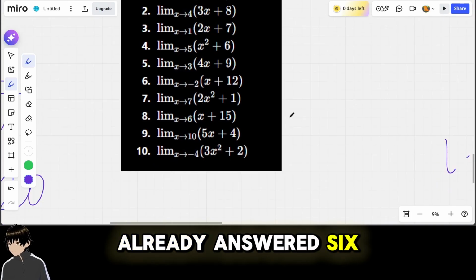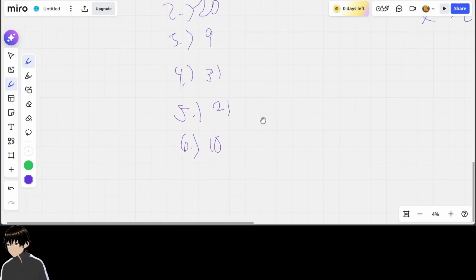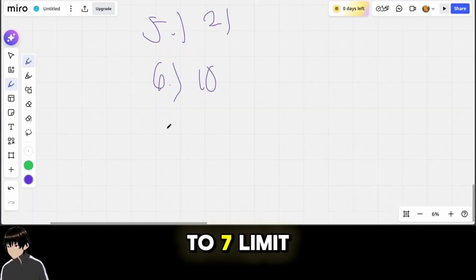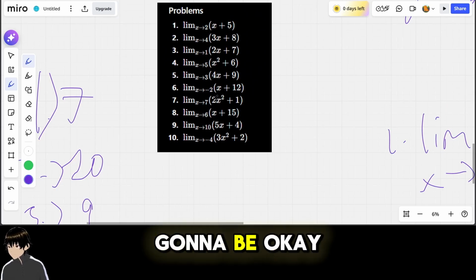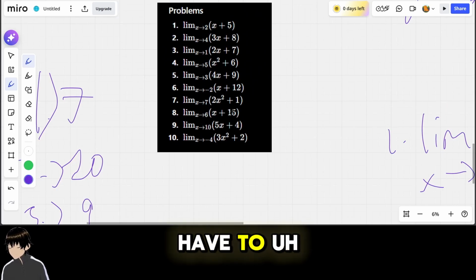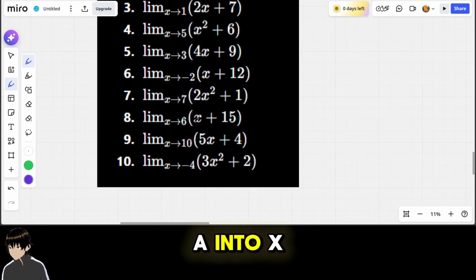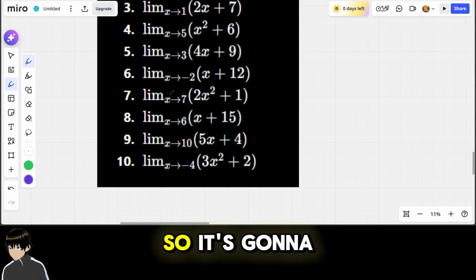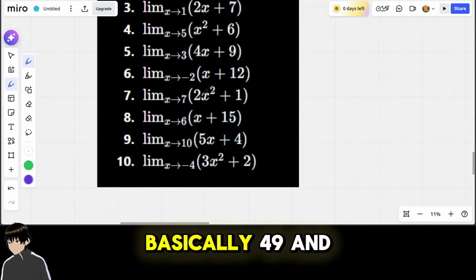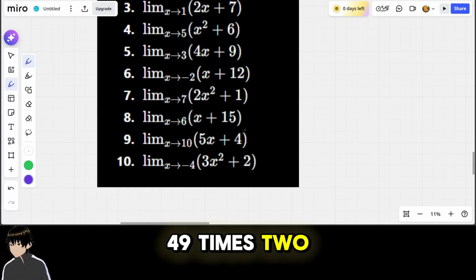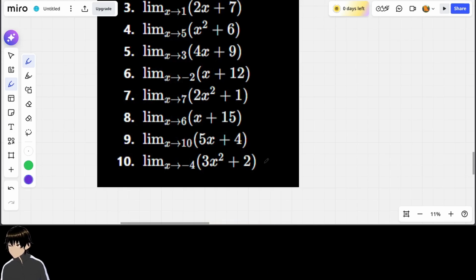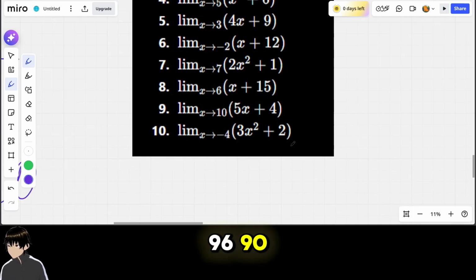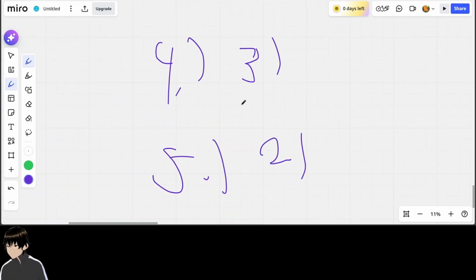We've already answered 6, so let's go to 7. The limit of 2x squared plus 1 as x approaches 7: we just have to put the 7 into x. So it's 7 squared, which is 49, and 49 times 2 is going to be 96. 96 plus 1 is going to be 97.